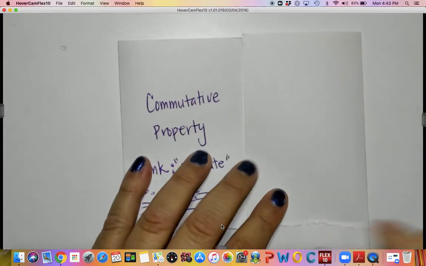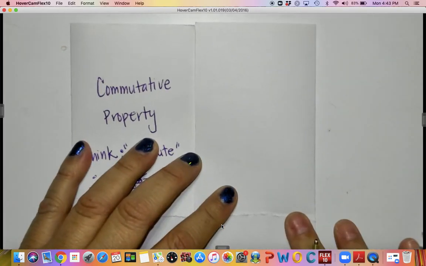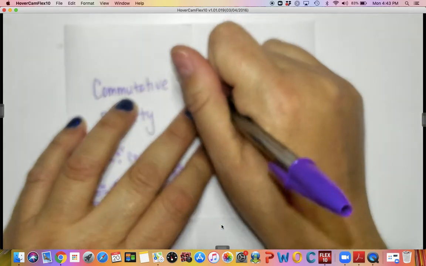All right, now I'm going to go over to the right hand on the top, and I'm going to write associative property.